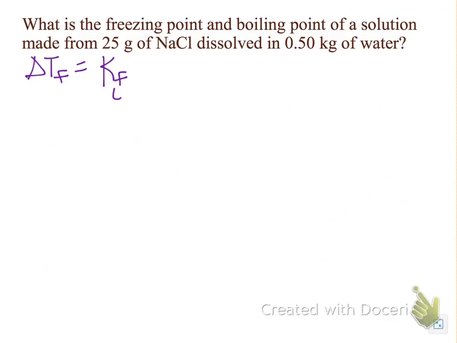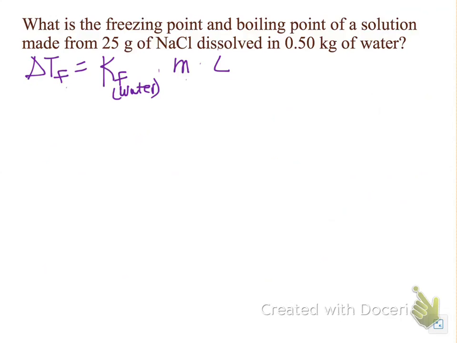Okay, so I'm asked this question: what is the freezing point and boiling point of a solution made from 25 grams of sodium chloride dissolved in a half a kilogram of water? So we know we're looking for the change in freezing and boiling point, so we're going to use the equation that you were provided with. Change in temperature at freezing is the K sub F for water, times molality times the I factor.